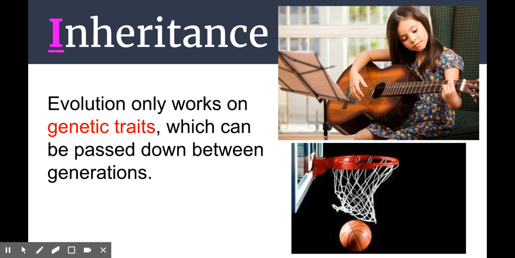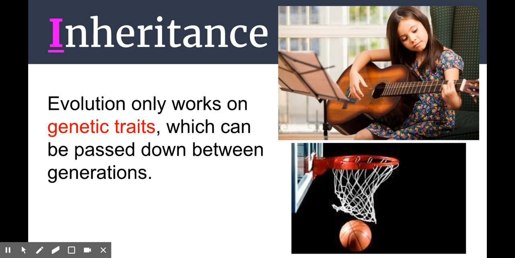Now, variation means nothing unless you have a struggle for existence. This is that environmental pressure that's going to drive change, drive preference for one of these traits. And pressure is everywhere in nature. So we can look at different types of competition.